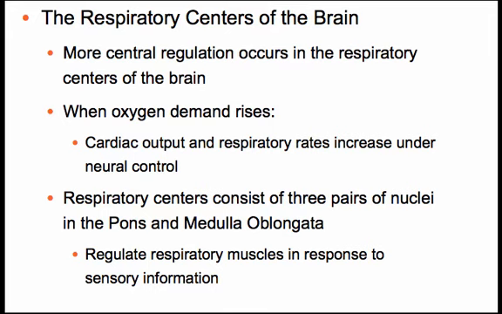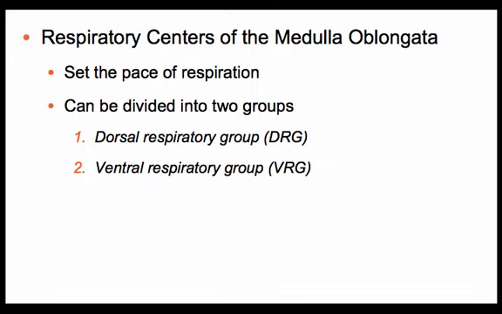When oxygen demands rise, cardiac output and respiratory rates increase under neural control. The respiratory centers consist of 3 pairs of nuclei in the medulla oblongata and the pons. These respiratory centers regulate the respiratory muscles in response to sensory information. The respiratory centers of the medulla oblongata will set the pace of respiration.